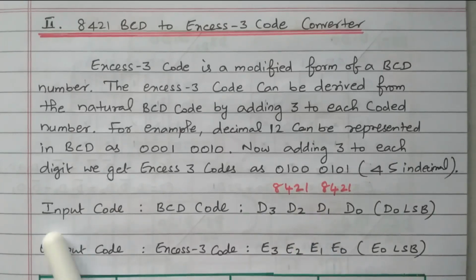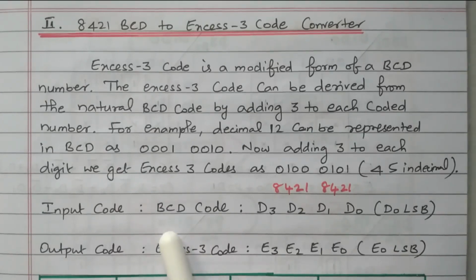Now we'll see this input code. What is the input code? It is nothing but the BCD code. We'll take D3, D2, D1, D0. D0 is the LSB, and D3 is the MSB, least significant bit and most significant bit. Then the output code is the excess 3 code. So we'll represent it as E3, E2, E1 and E0. So E0 is the LSB, E3 is the MSB, right?